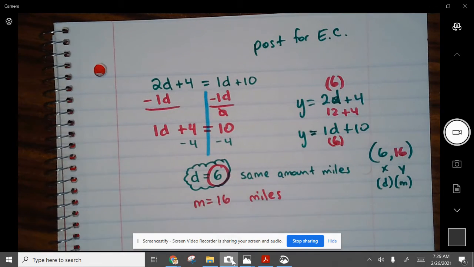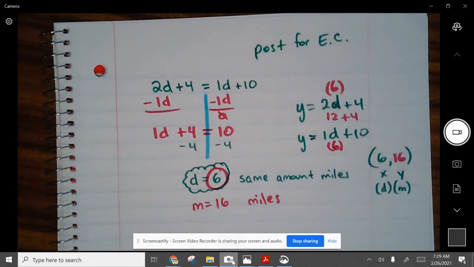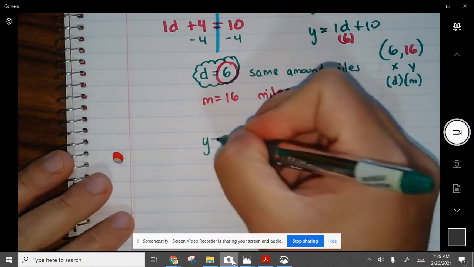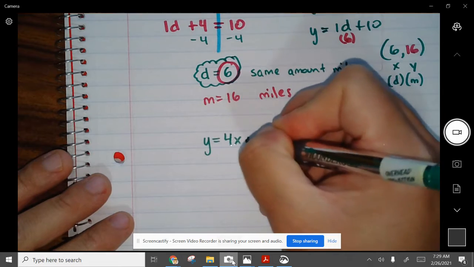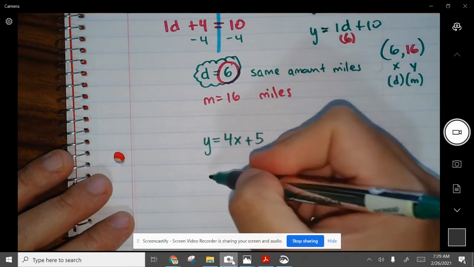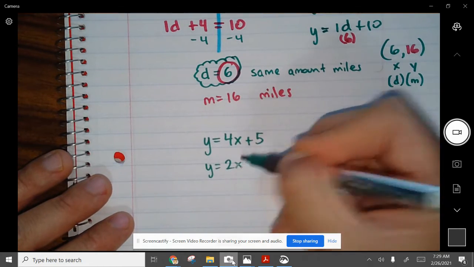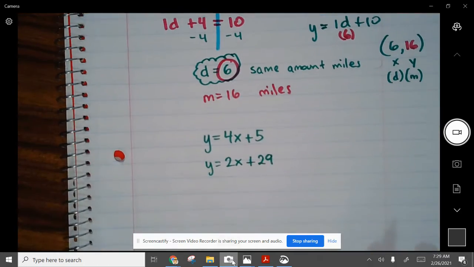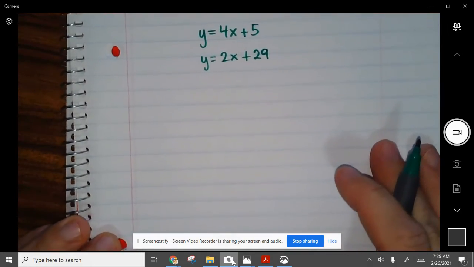All right, cool. Now, let's just go over one that you should have seen in class. What if I said y equals 4x plus 5 equals y equals 2x plus 29. All right, how are you going to solve this one?